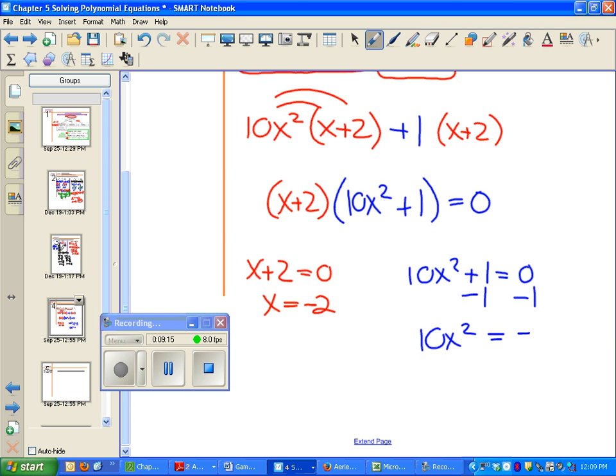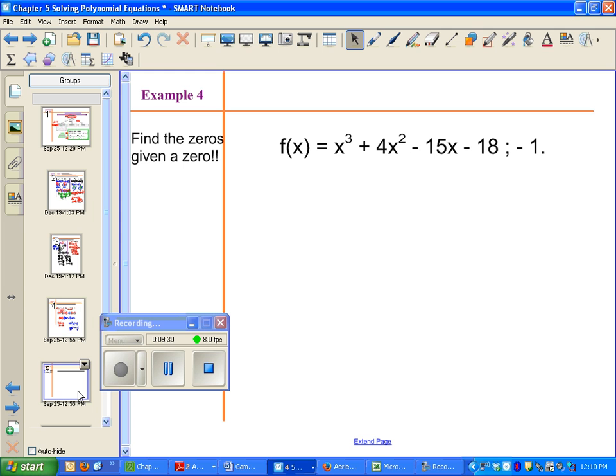I get 10x squared equals negative 1. I divide by 10. So I'm going to leave that alone because we're mostly interested in real solutions, because when we graph tomorrow, we're finding x-intercepts. Okay, and then we have this one.